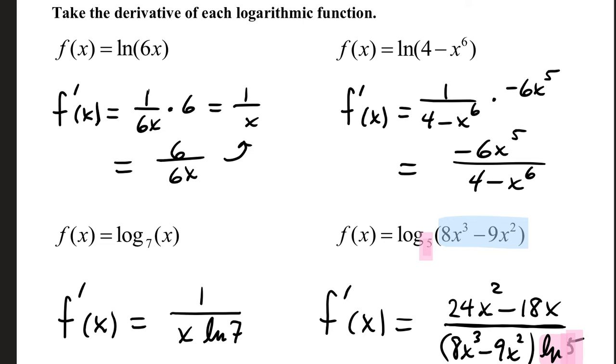Bottom right example, we have log base 5 of 8x cubed minus 9x squared. So we first take the reciprocal, that's going to be 1 over 8x cubed minus 9x squared times the natural log of the base, so that's ln 5, and then the derivative of the part that trails log will be 24x squared minus 18x. So that's the compact form. It's derivative over original times natural log of the base.